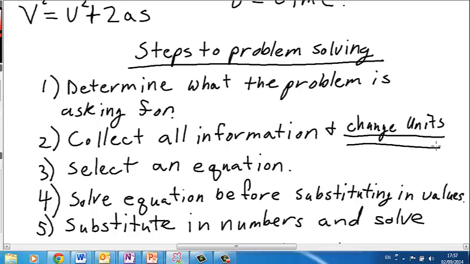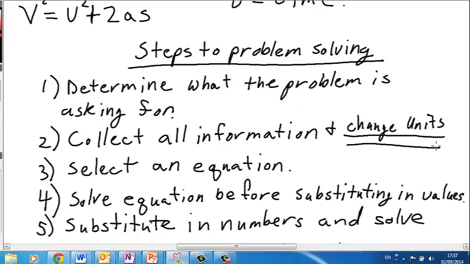For example, if one of your units is in meters per second and you're measuring something in kilometers, you need to make a change in your units, otherwise your problem will come out incorrectly. Next, you should select an equation based on what you're given by the problem and what the problem is asking for.